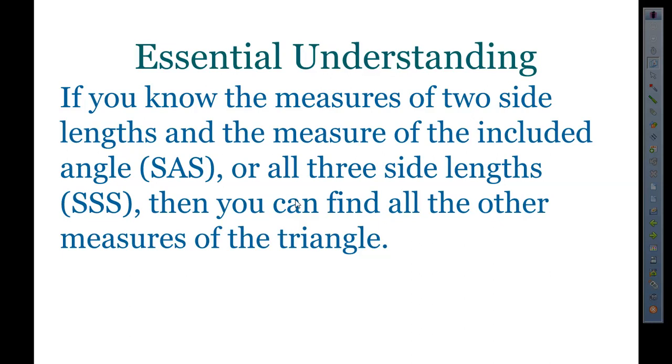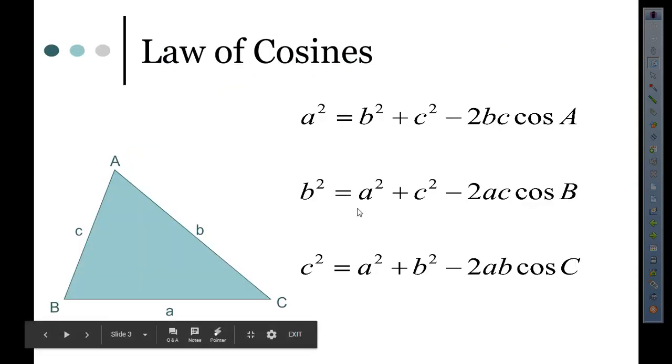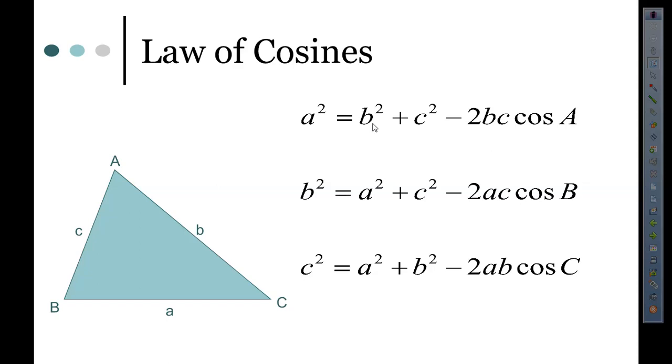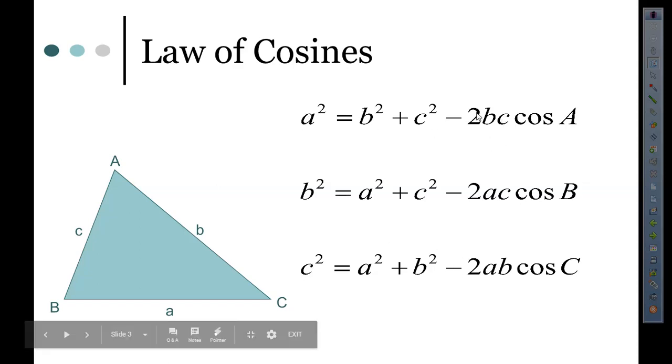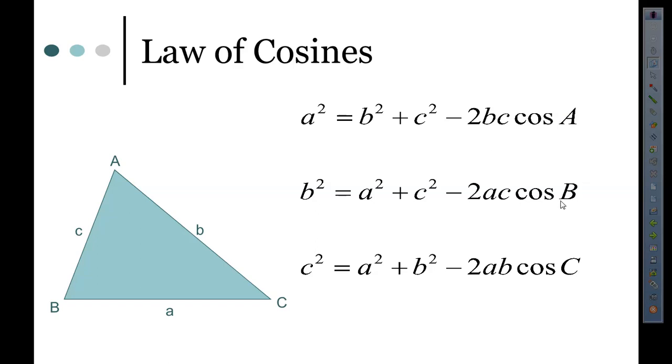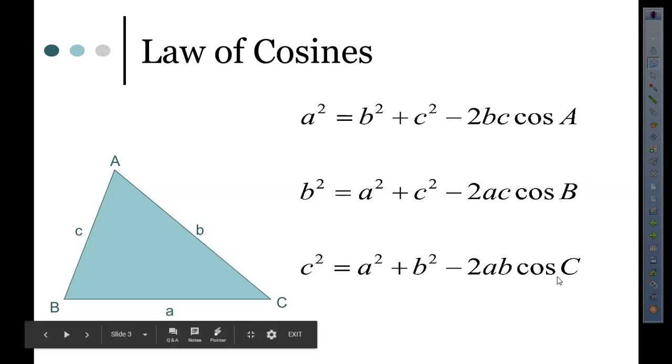Now, remember back to law of sines, the key part you had to have was an angle measure and you had to know the side across. In these two, you will not have an angle measure and the side across. So, each one of these is three different equations to find either side A or angle A, side B or angle B, or side C or angle C.